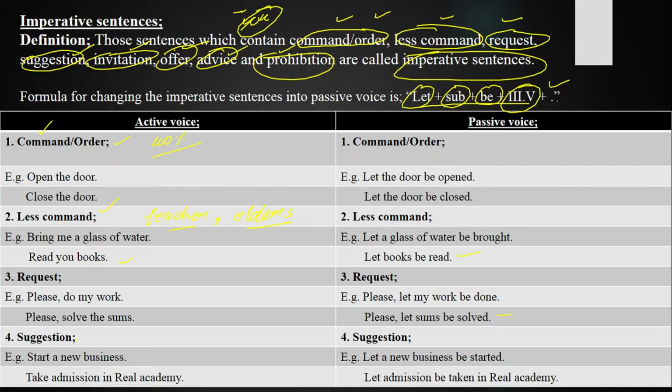Like example we have here, start a new business. Let a new business be started. Take admission in Real Academy. Let admission be taken in Real Academy. So this sentence is known as the sentence for suggestion. You are suggesting someone that don't do this and you have to do this and you have to take admission here and there, whatever. Yes, that is known as suggestion. Let's go for the next examples of the same.